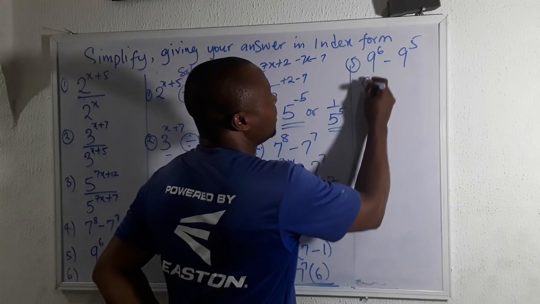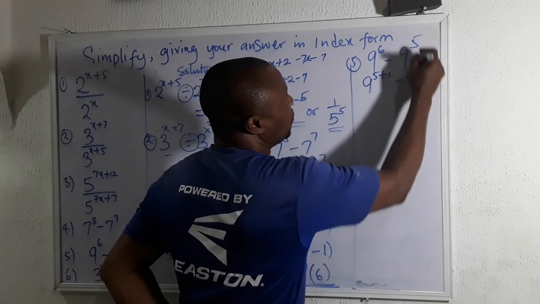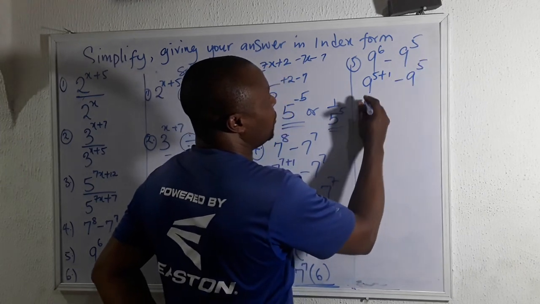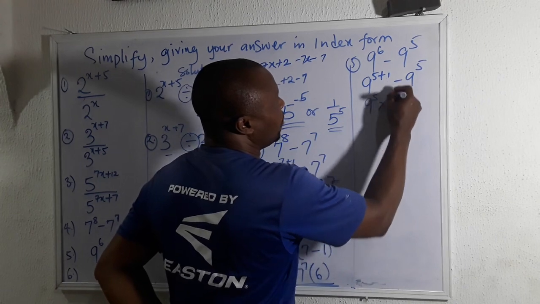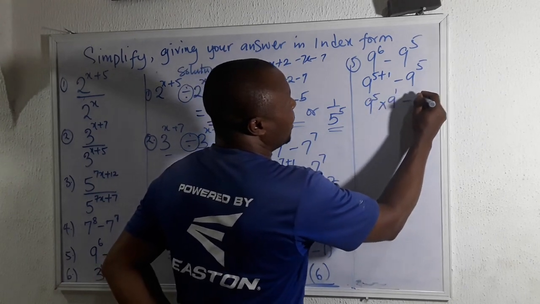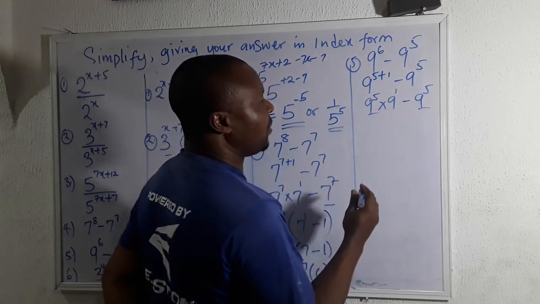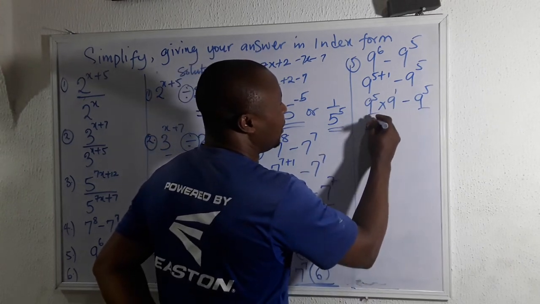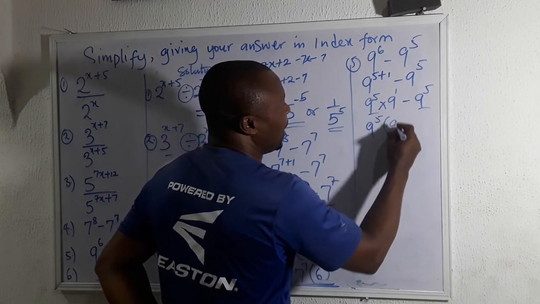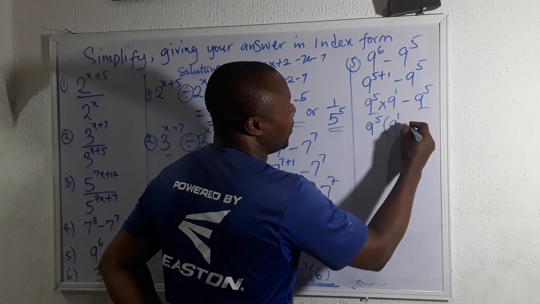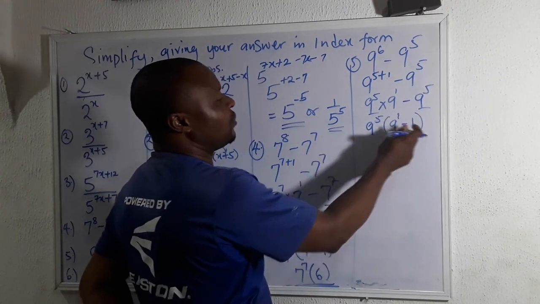We rewrite this as 9 raised to power 5 plus 1, minus 9 raised to power 5. So we now rewrite this again as 9 raised to power 5 times 9 raised to power 1 minus 9 raised to power 5. So we now factor out 9 raised to power 5 from both sides. That will give us 9 raised to power 5 into 9 raised to power 1 minus 1, because 9 raised to power 5 divided by 9 raised to power 5 is 1.